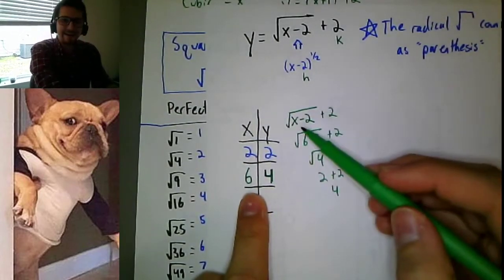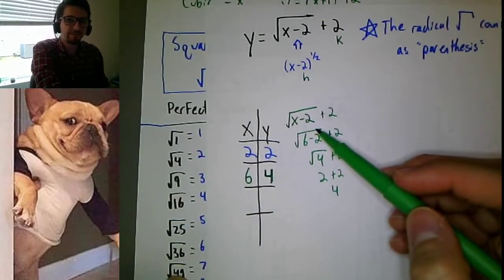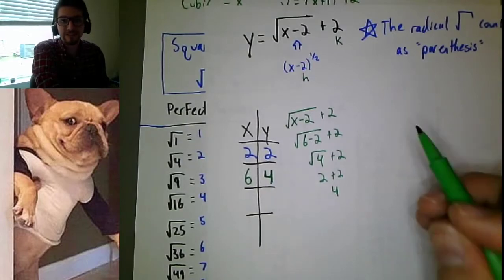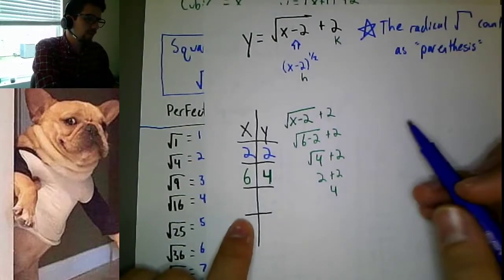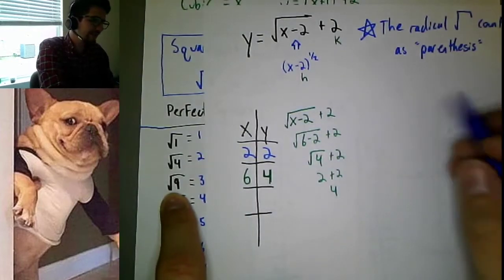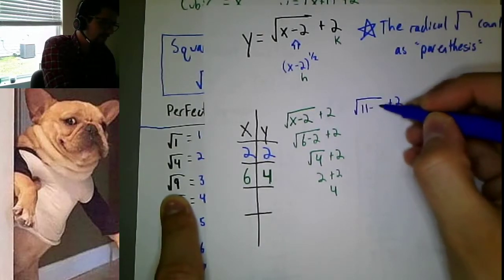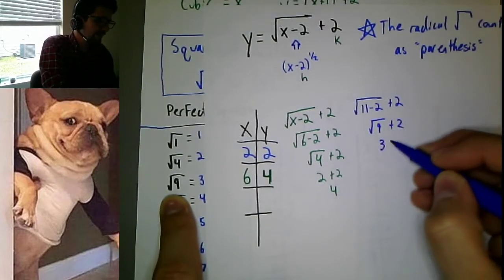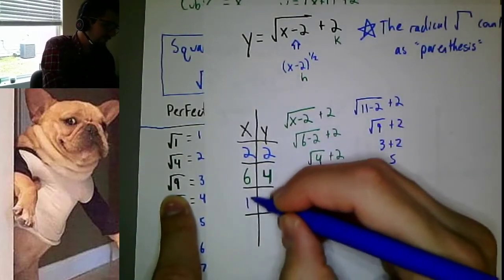So the goal here is to find an x that gives you a nice number, one of these ones, underneath the square root. Because if you start plugging in anything else, that's going to get really wonky really fast. So let's do one more. We did 4. How do we get to 9? What minus 2 gives me 9? 11 minus 2 gives me 9. What's the square root of 9? 3. What's 3 plus 2? 5. We plugged in 11, and we get 5.